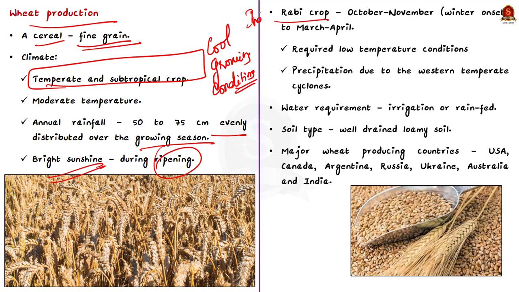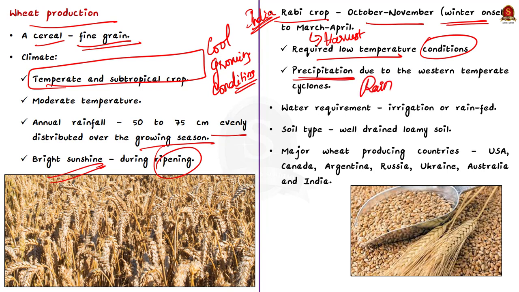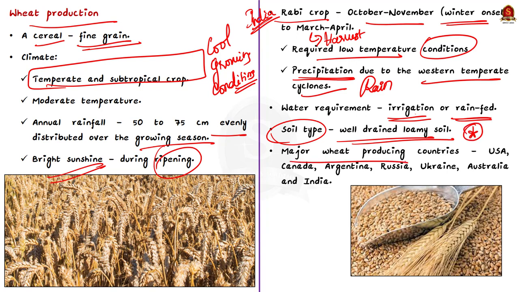That is, its cultivation starts in the month of October-November with the onset of winter and is ready for harvest in March-April. See, this season provides the required low temperature conditions, and there is also availability of precipitation or rain during winter months due to the western temperate cyclones. And also remember that wheat is mostly grown under irrigated conditions and sometimes under rain-fed conditions also. The soil type required is well-drained loamy soil. And from an exam perspective, know that the major wheat producing countries include USA, Canada, Argentina, Russia, Ukraine, Australia and India.